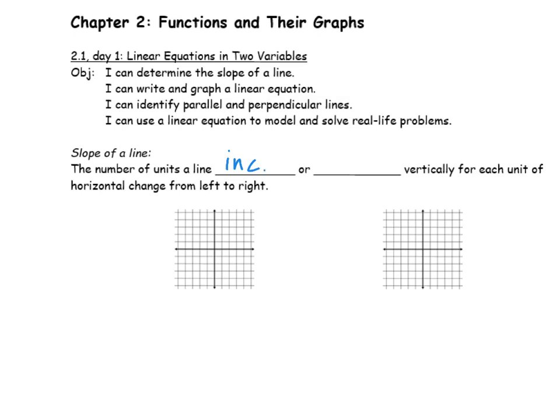Start to talk about slope. Number of units the line increases or decreases vertically for each unit of horizontal change from left to right. Okay, there's really four cases to look at with slope. I'll give you two of them here. We'll hit two on the next slide.